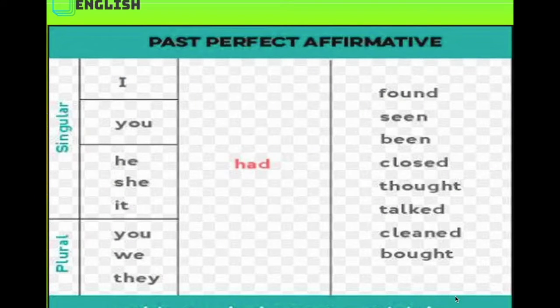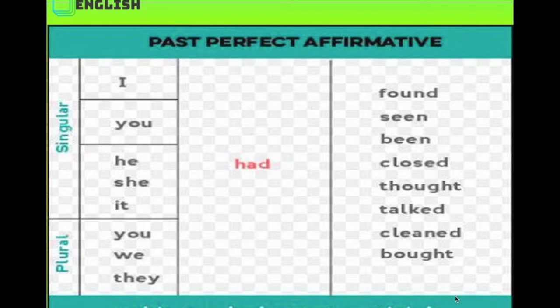See here, with I, you, he, she, it, we, they or any singular or plural subject, we will use had. No matter whether the subject is singular or plural, it does not matter here. We use had with every subject. So, I had found. But remember, with had, we use the verb's third form. We don't use the verb's first form or second form. With had, we use the V3 form, that is the verb's third form.